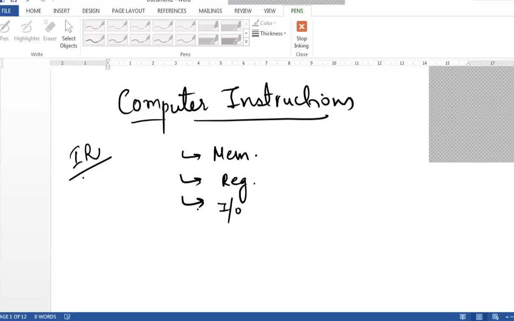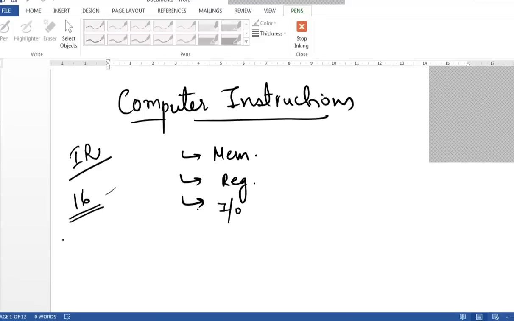It holds the instruction. An instruction is a 16-bit long binary word. When we talk about a particular instruction, it is represented using 16 bits, right? And this 16-bit instruction is stored in IR. All this we have already covered.